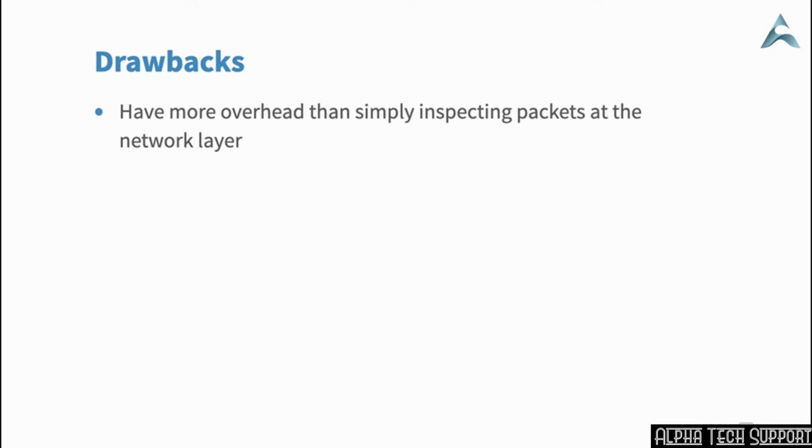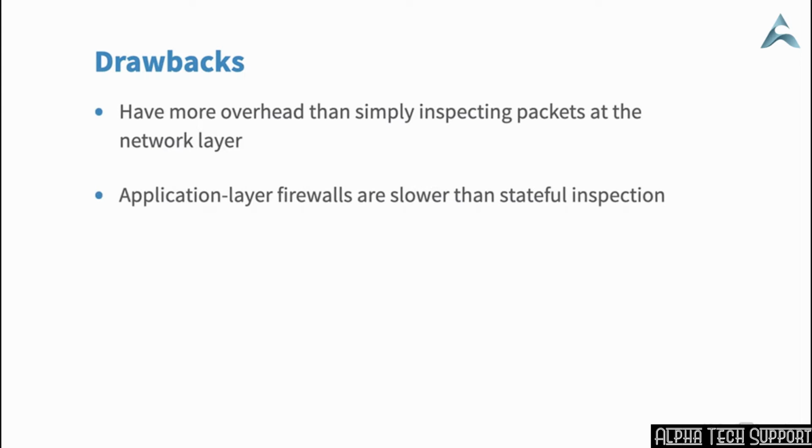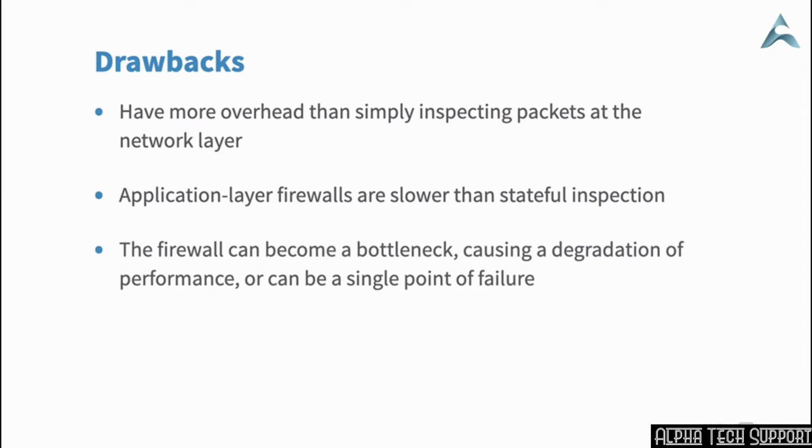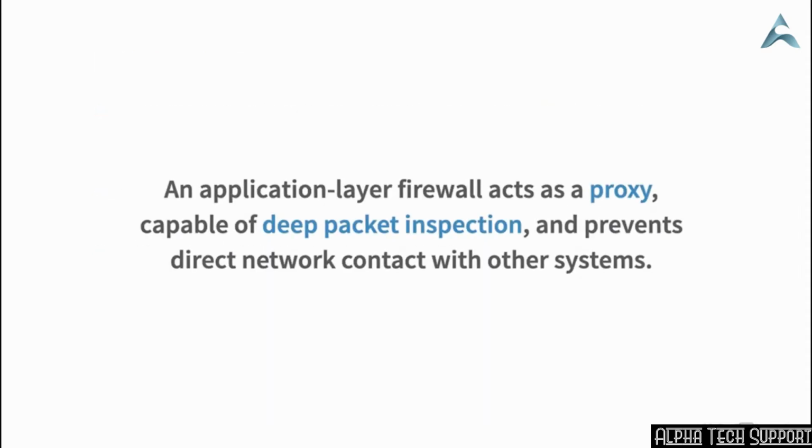As a result, they have more overhead than simply inspecting packets at the network layer. And as a result, they are slower than stateful inspection. Because they establish an additional connection for each outgoing and incoming packet, the firewall can become a bottleneck and cause a degradation of performance or become a single point of failure. Even still, an application layer firewall is a better approach, as it's an extension to stateful packet inspection and acts as a proxy, capable of deep packet inspection and preventing direct contact with other systems.